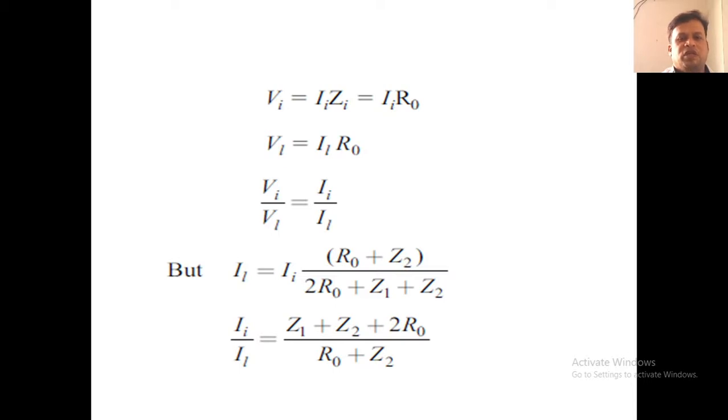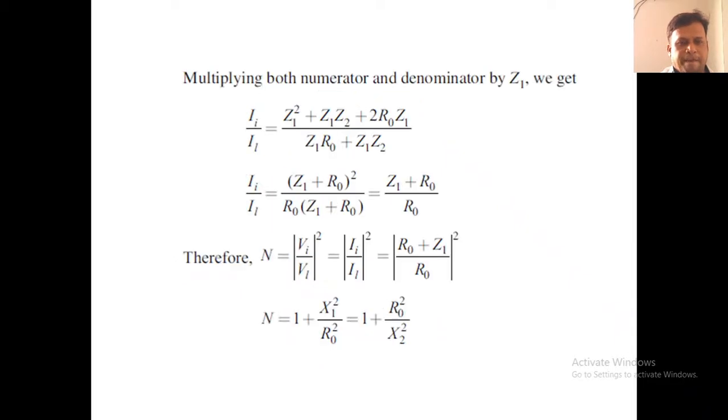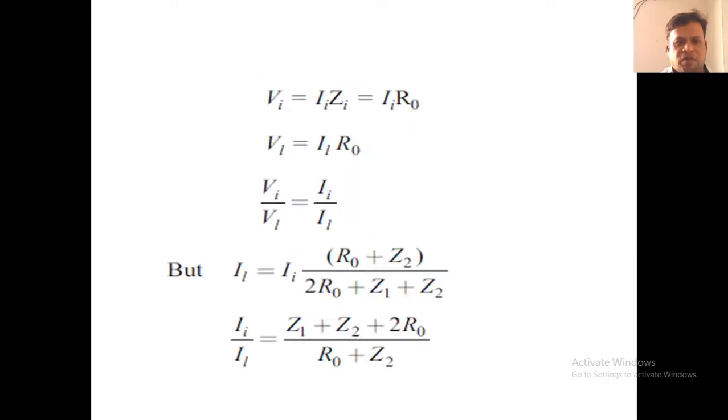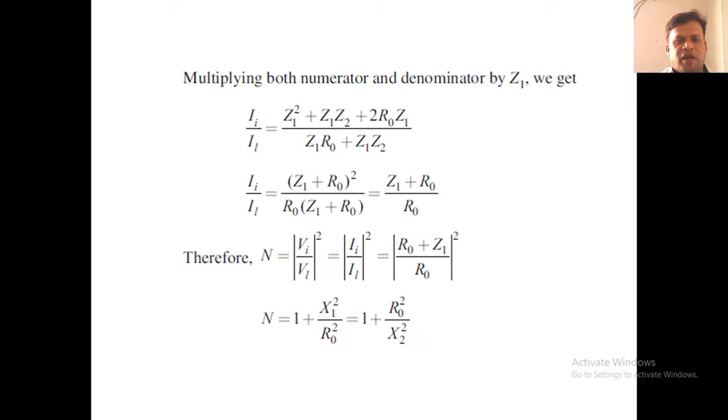So, after simplification, what we got is Z1 plus Z2 plus 2 R0 divided by R0 plus Z2. Now multiplying both the numerator and denominator by Z1, we get Ii by IL is equal to Z1 square plus Z1 Z2 plus 2 R naught into Z1, divided by Z1 R naught plus Z1 Z2, where Ii by IL is equal to Z1 plus R naught whole square, that is nothing but A square plus B square plus 2AB form, divided by R naught into Z1 plus R naught.